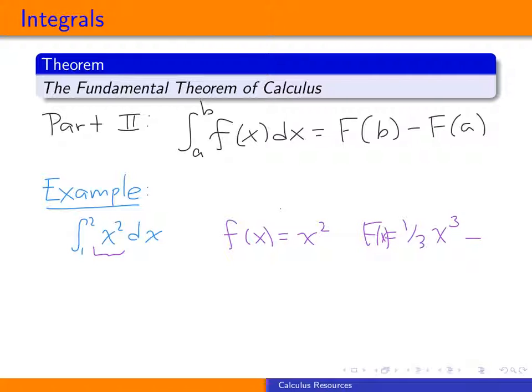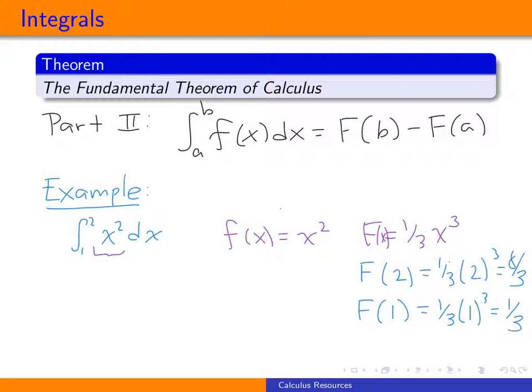Now, in general, we know for the most general antiderivative, we need to add a plus c. But if I think back to what the Fundamental Theorem of Calculus Part 2 said, it said I can use any antiderivative. So we'll use the antiderivative where plus c is 0. So it looks like that. So we need to compute capital F of b, which is 2. So that'll be 1/3 times 2 cubed, or 8/3. We also need capital F of 1, which will be 1/3 times 1 cubed, or 1/3.